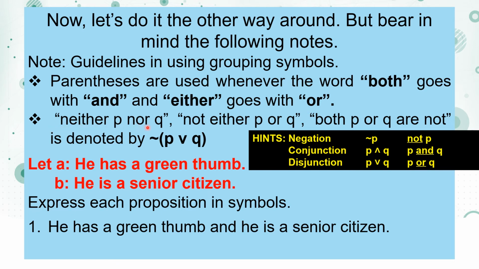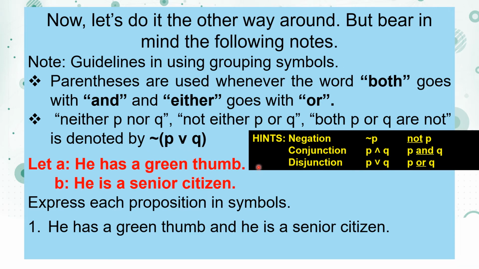Next, we have neither P nor Q, not either P or Q, both P or Q are not, is denoted by these symbols. Meaning, kapag yung mga salita ay ito, neither P nor Q, not either P or Q, both P or Q are not, automatic na ito yung gagamitin na symbols.